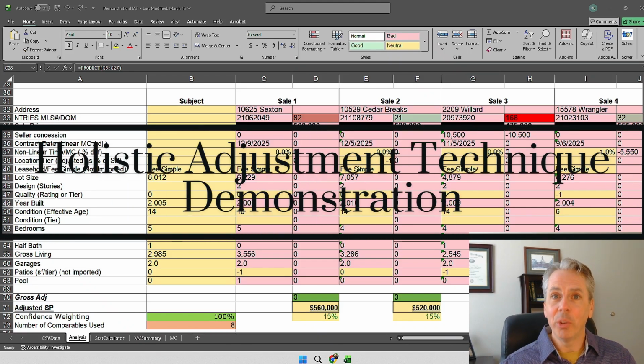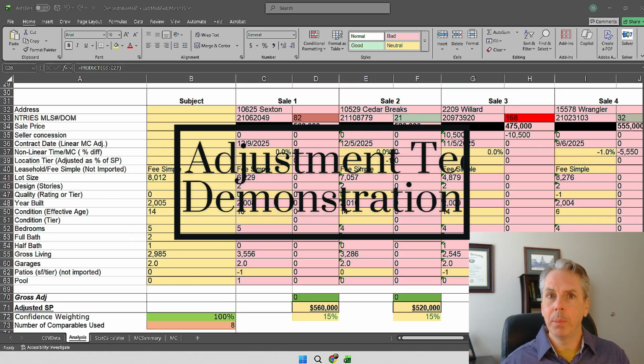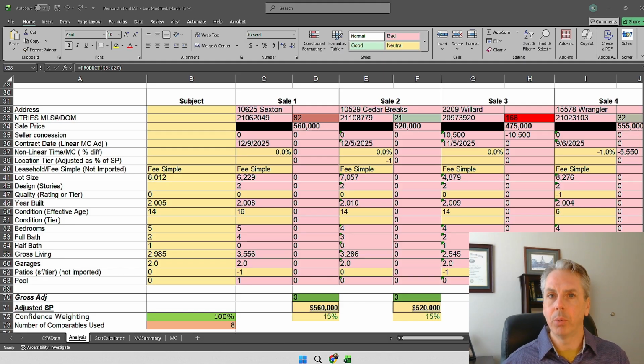Okay, this is another module that I've created in the holistic adjustment technique. I'm going to do a brief demonstration of what this looks like in practice. I'm not going to be able to really go into all the details on this, but I did want to show you kind of how it all fits together.